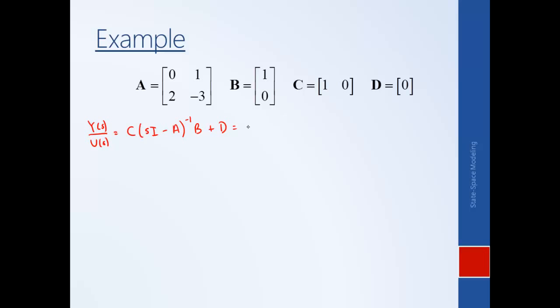So in this case, our C matrix is a row 1, 0. We'll have a scalar s times a 2 by 2 identity matrix. So the identity matrix would just be 1, 0, 0, 1. When you multiply it by the s, you'll get an s, 0, 0, s. You subtract off the A matrix. You invert that whole thing, multiply it by the B matrix, and add the D matrix.